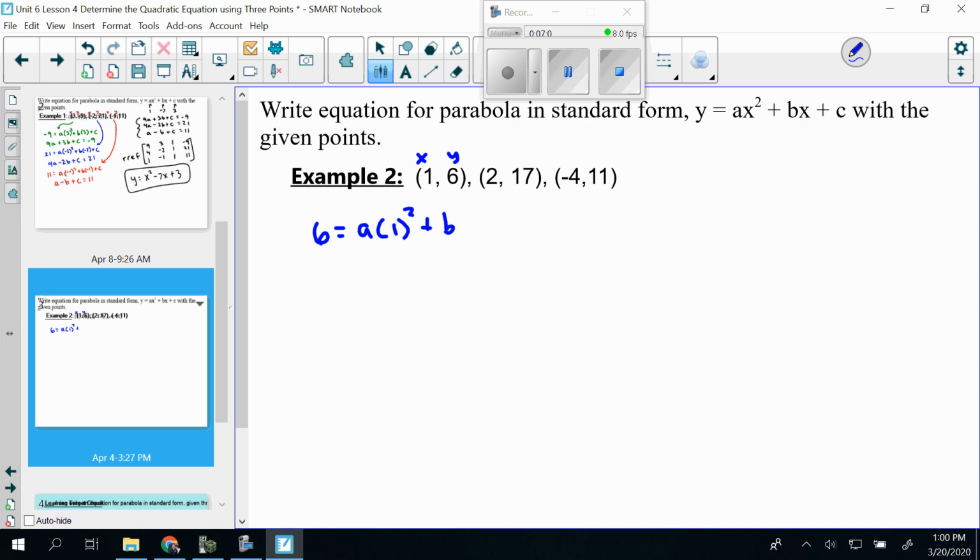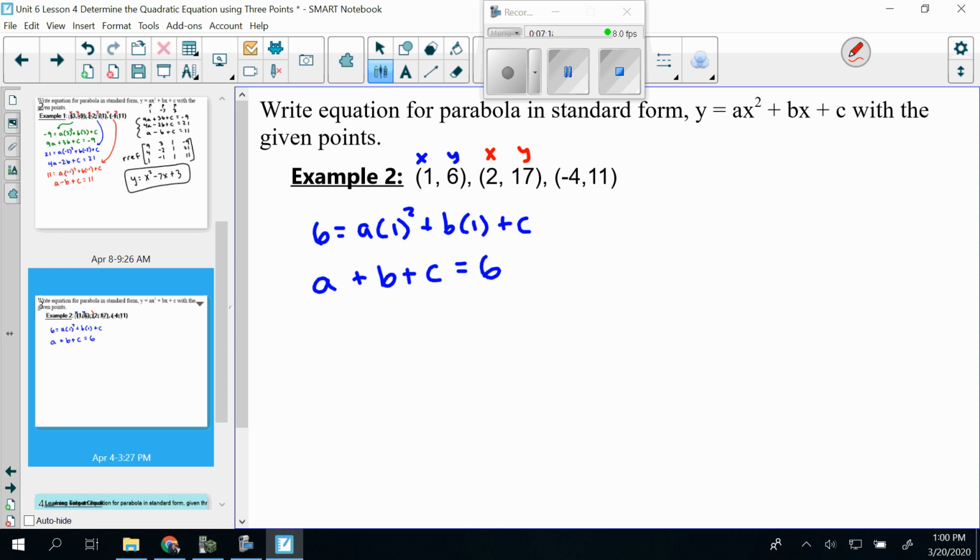And we got a second x here plus c. And then we're going to simplify that. So 1 squared is just 1, so we're just going to have 1a plus 1b plus 1c equals 6. So that's one of the equations we're going to use. Let's try one more together and then have you guys try one.